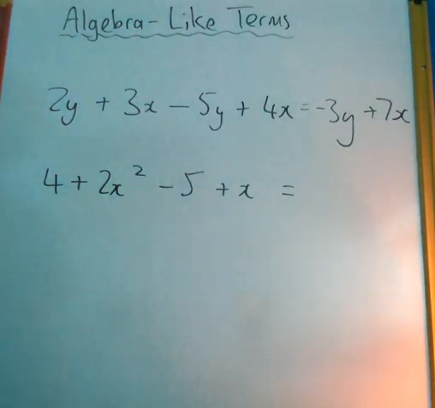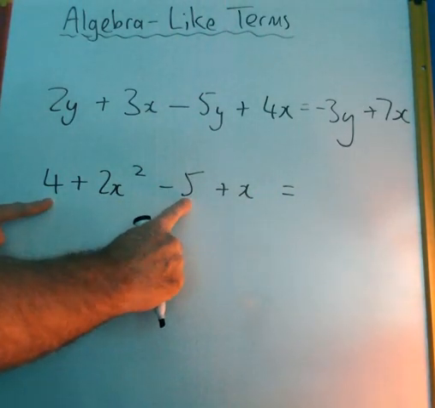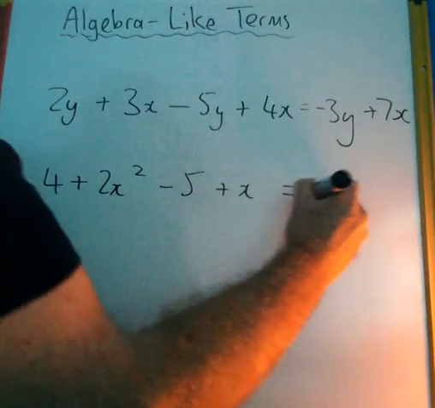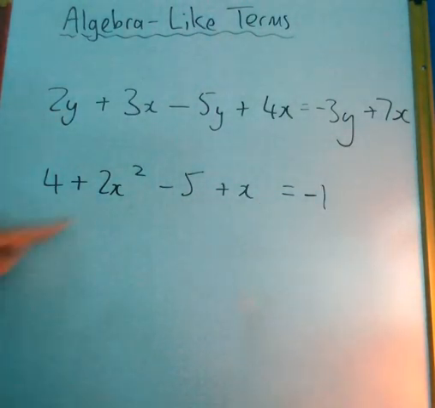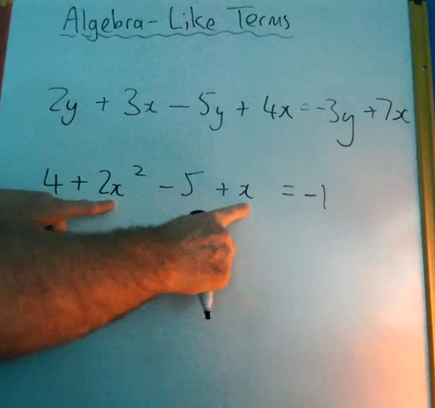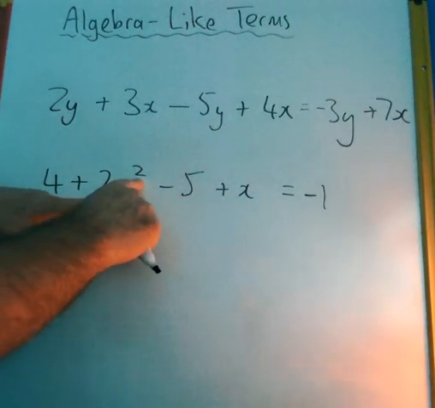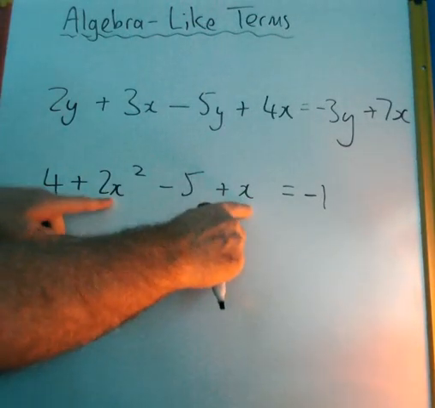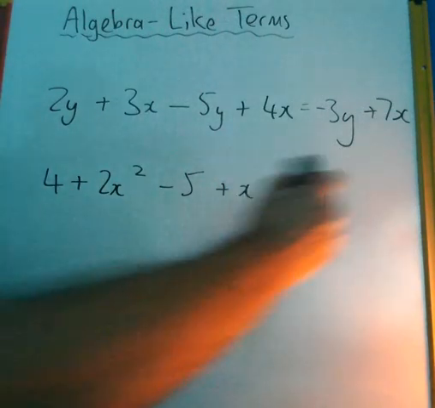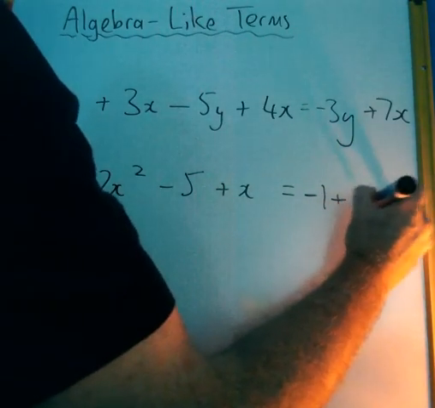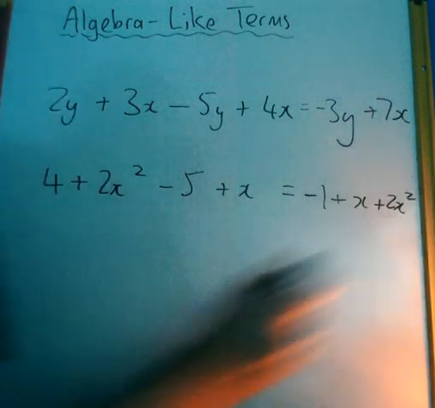Similarly here, I have 2 constants, so 4 take away 5, minus 1. Yes, they're x's, but one of them's x squared, one of them isn't. So they're different terms, they are not like terms. So you would just write it like that.